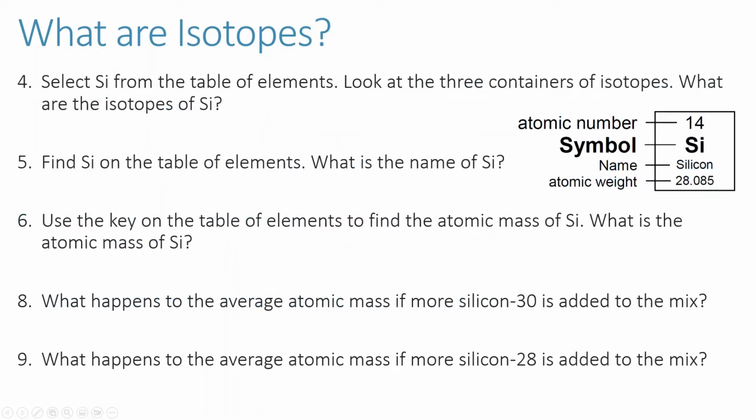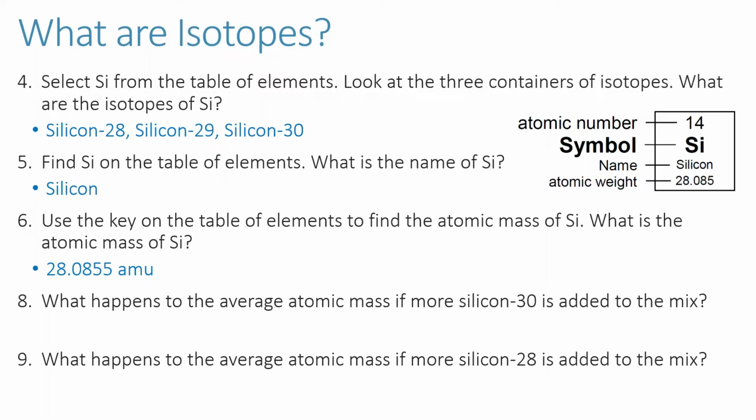So in the next section here, we want to select Si from the table of elements. That's going to be silicon. And in the simulation, we have 3 isotopes of silicon. Now we want to use the key on the table of elements to find the atomic mass of Si. So this is the value that's on the periodic table.